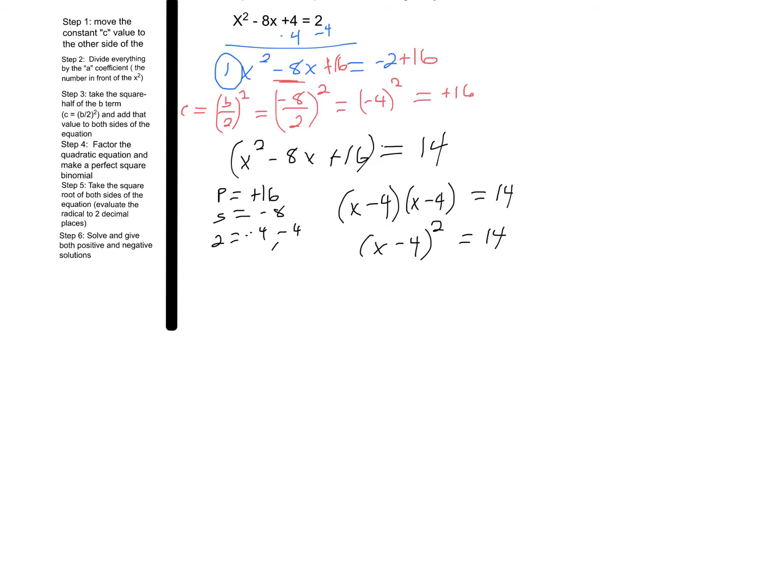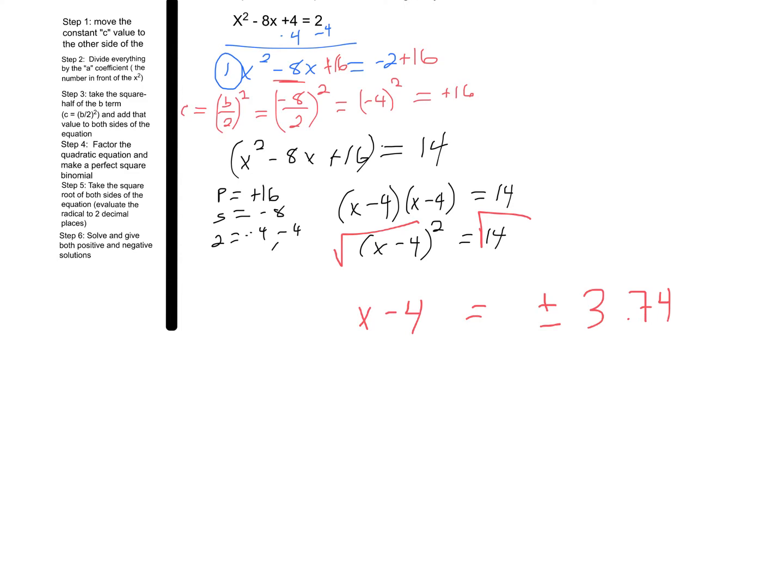Alright, now our next step. Okay, we're going to now take the square root of both sides. X minus 4 equals plus or minus. Don't forget that plus or minus. And then we do square root of 14 on our calculator. You get 3.741. So 3.74 will be our two decimal places.